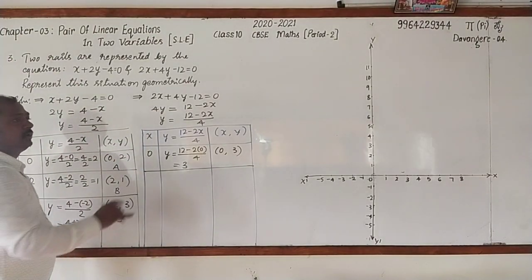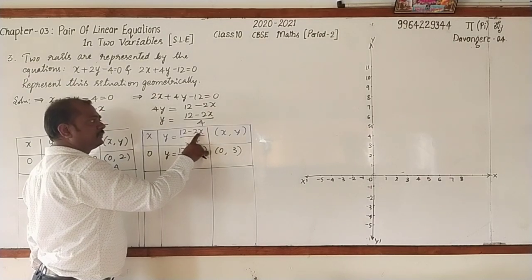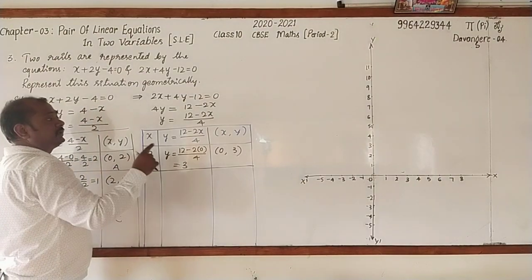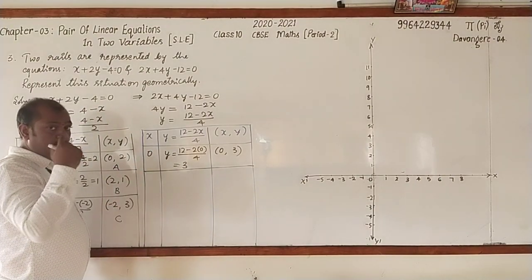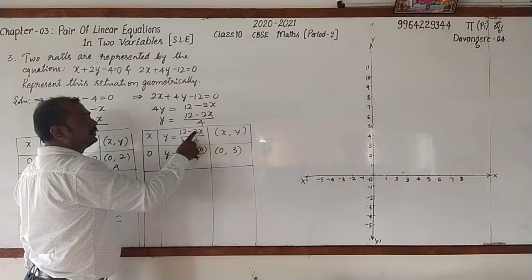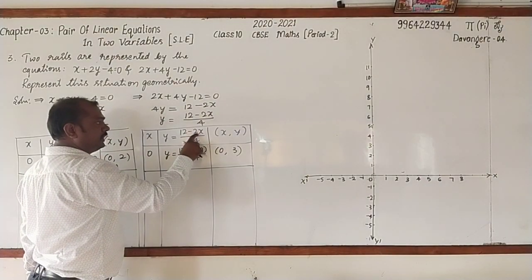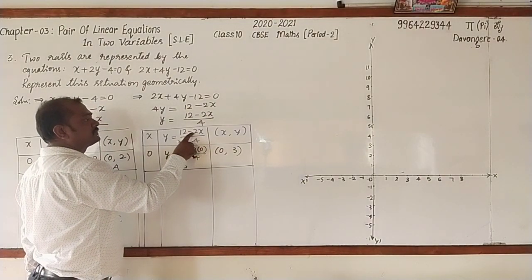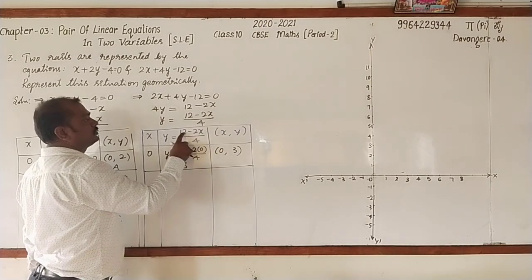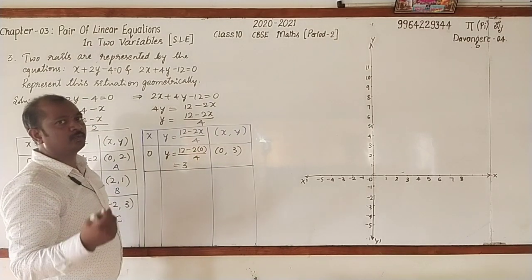Next, is it possible to take 1? If you take 1, observe, 2 ones are 2. 12 minus 2, it is 10. 10 by 4 won't come. We will get a fraction. Then, when you take minus 1, it becomes plus 2. Plus 2 plus 12, it is 14. 14 by 4 won't come.